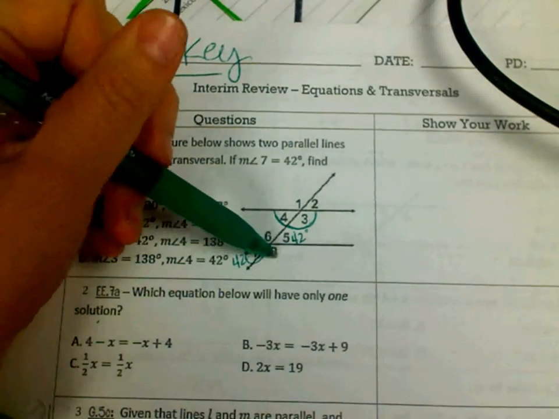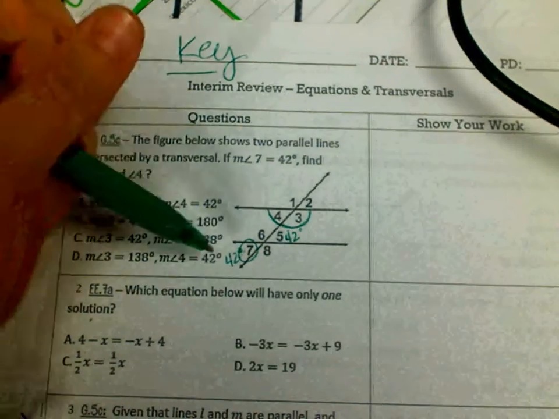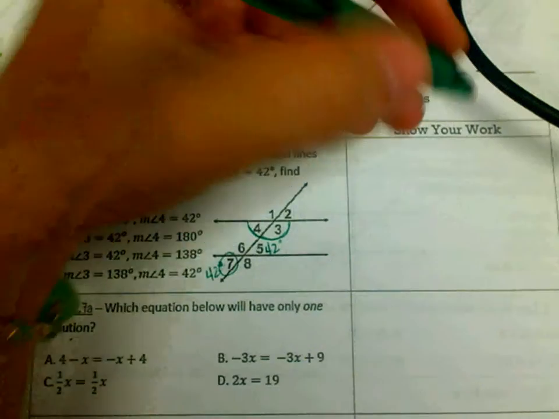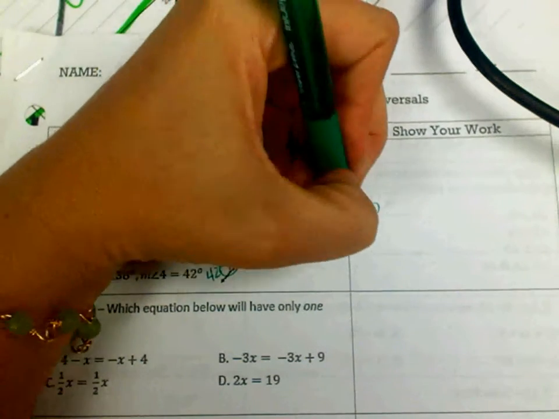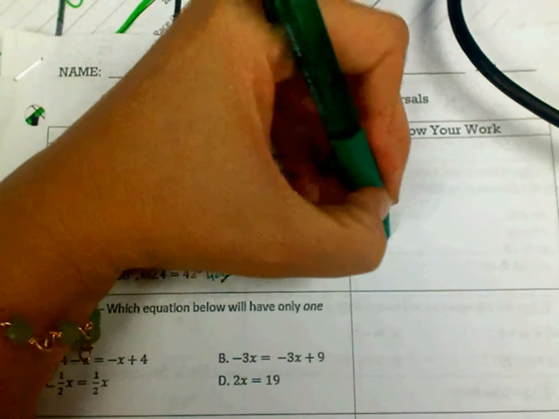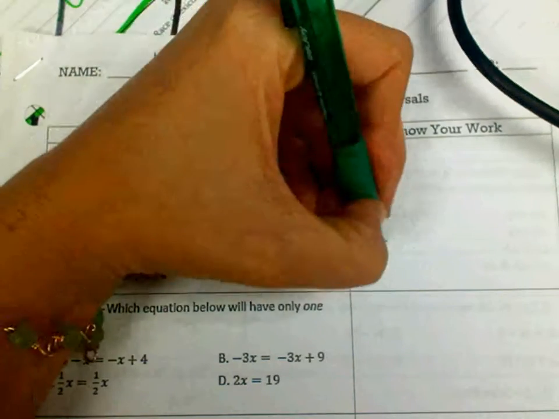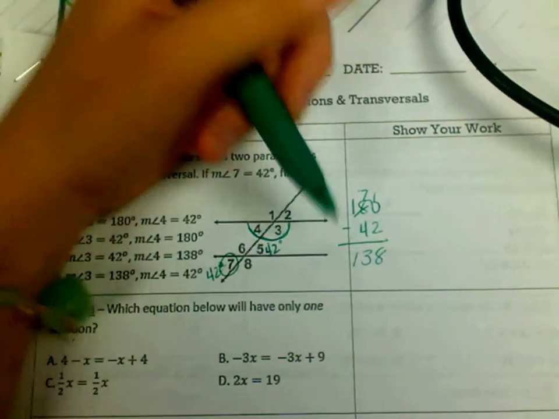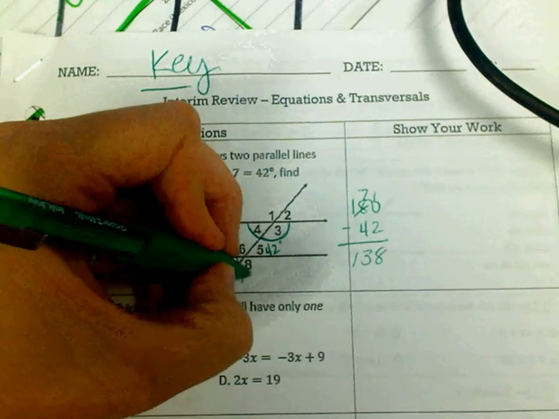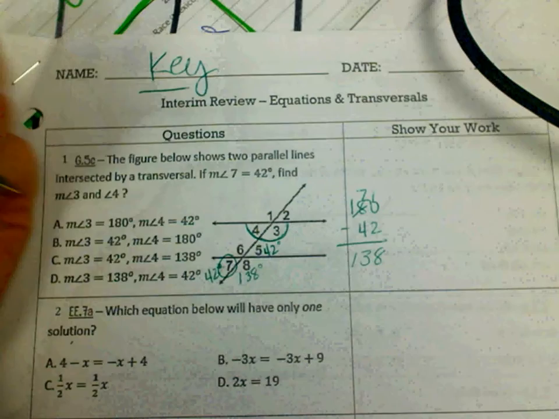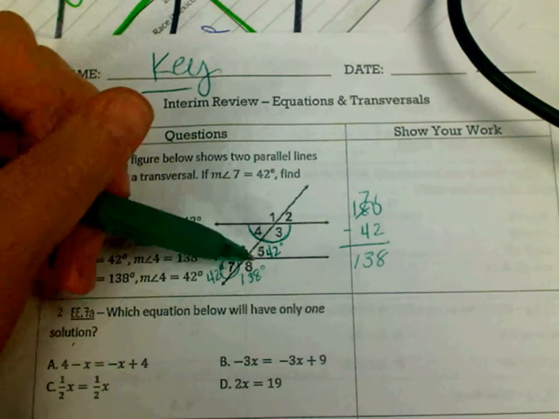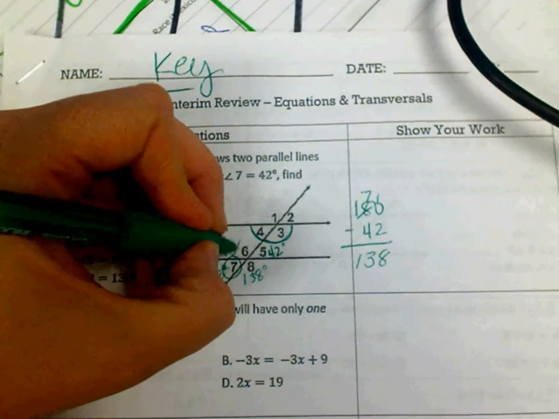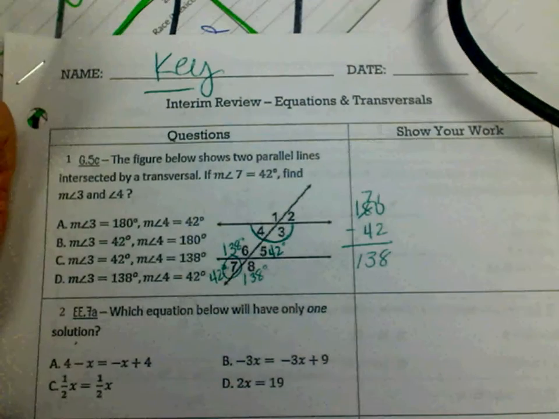Angle 7 and angle 8 are a linear pair. So that means that they add up to 180 degrees. To find angle 8, you can subtract from 180. 180 minus 42 is 138. So angle 8 is 138 degrees. Okay, angle 8 and angle 6 are also vertical, so that means this one is also 138 degrees.